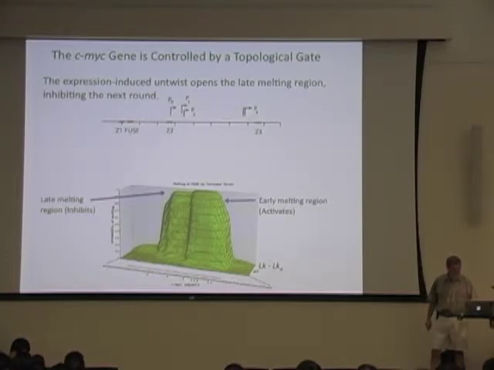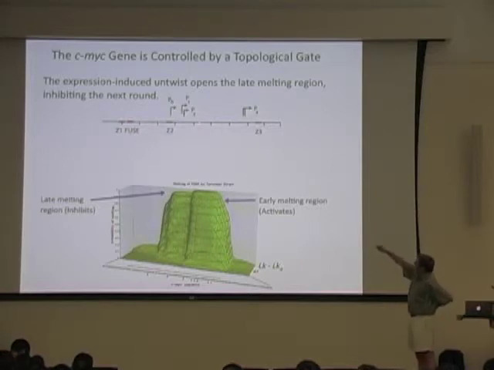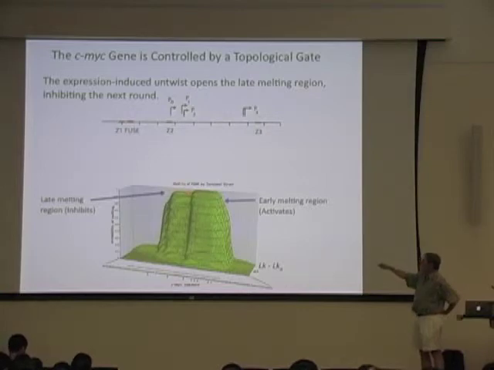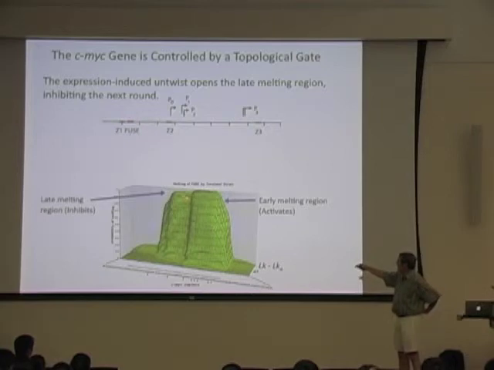Okay, so what happens is this. This gene starts expressing. It pumps negative supercoils back, under twist back. It causes this region to become more stressed. It causes it to have a smaller linking number. And that causes the late melting region to open. And then the protein binds to the late melting region, and it inhibits the next round of transcription. The next round of gene expression, sorry.